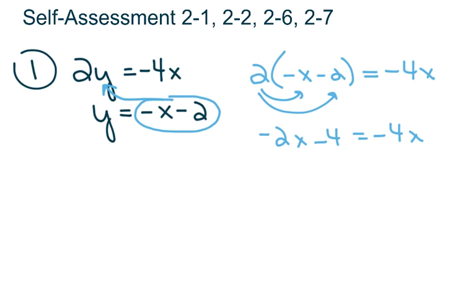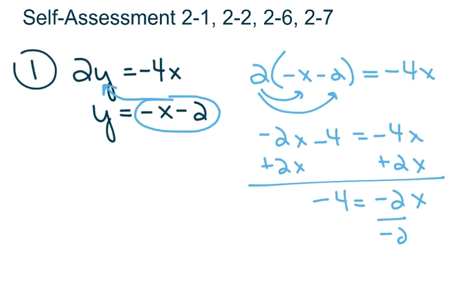And then you would get your x's on one side and your constants on the other. And it doesn't matter how you do that. I would just do this. I would add 2x to both sides, and I would be left with negative 4 is equal to negative 2x. And then I divide by negative 2, and I find out that x is positive 2.